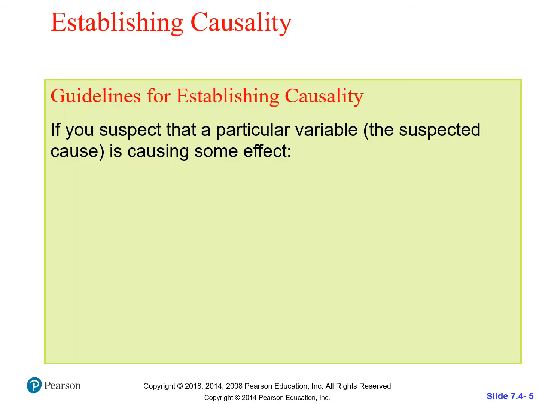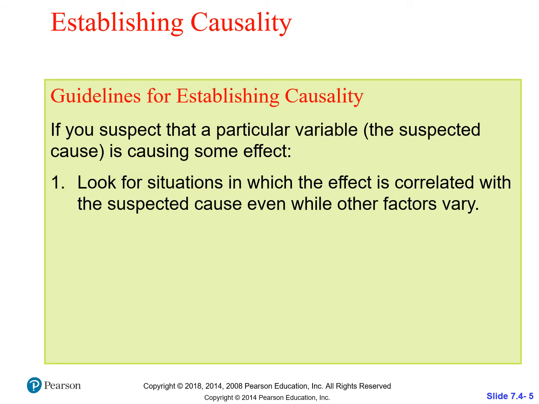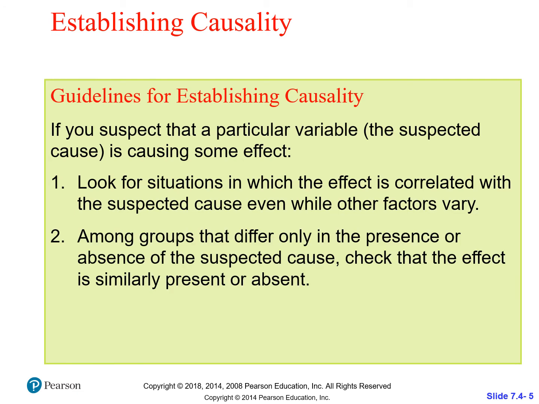So, if you suspect that one variable is causing some effect, look for situations in which the effect is correlated with the suspected cause, even while other factors vary. Among groups that differ only in presence or absence of the suspected cause, check that the effect is similarly present or absent. In other words, if you think that there is a causal relationship because of the presence of some variable, if the variable is present, you should see the effect. If the variable is absent, you should not see the effect.